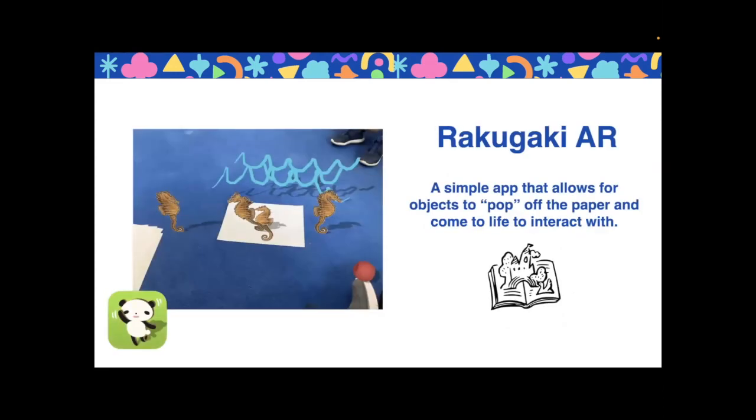The next one is Rakugaki. It's a simple app that allows for objects to just pop off the paper and come to life to interact with. So I've got this little drawing of a whale here, and when I get to the demo part, I'll show you how that can work. It can be done with photographs that you print out. It can be done with children's drawings, as long as it has a nice defined edge, which helps teaching outlining skills. Then you can have it pop up off the page.